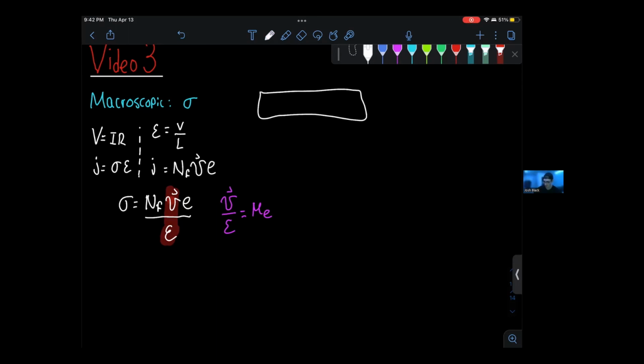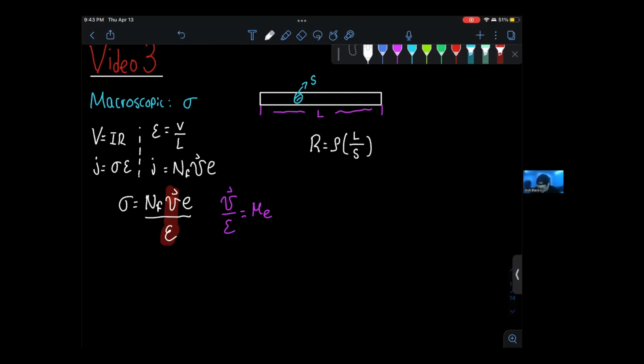Now let's pretend that we're to be given a wire. This wire is going to have a cross-sectional area that we're going to call S. This wire is also going to have a length to it. And whatever metal that we use is going to have a certain resistivity. The resistance in this wire is equal to the resistivity of the metal that we're using, multiplied by the length of the wire, divided by the cross-sectional area S.